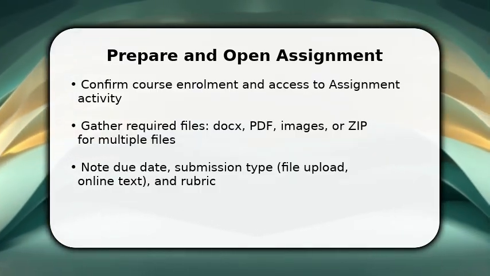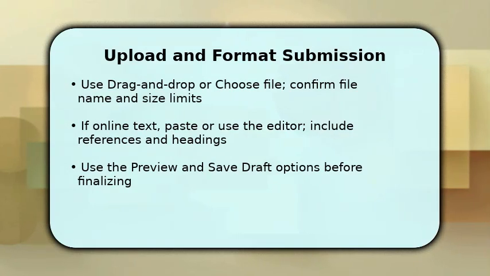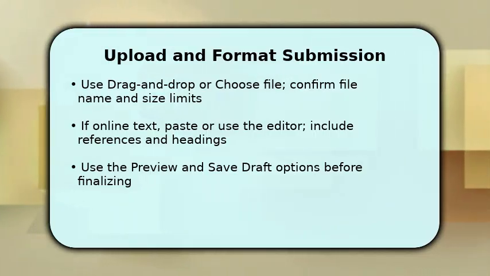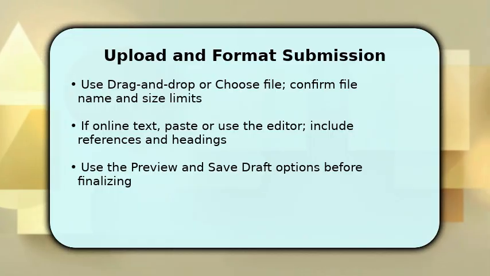Once you know the right submission type, upload your file using drag and drop or the Choose File button. Confirm the file name and file size match the limits. If you use the online text editor, paste content, fix formatting, and add headings for readability. Include references if required. After adding files or text, use Preview to verify layout and save draft to keep a recoverable copy. Make sure attached files open correctly.